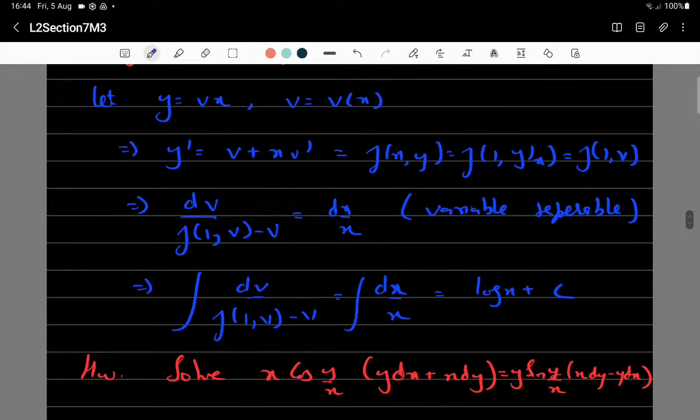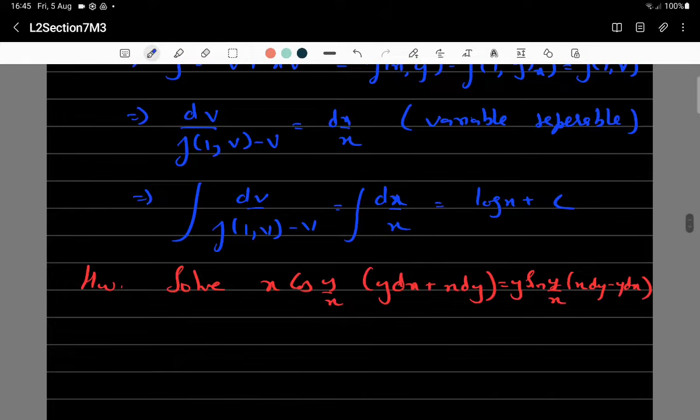Yes, let's try to solve this question. x cos(y by x) times (y dx plus x dy) is equal to y sin(y by x) times (x dy minus y dx). Now if you see this question, here it is not required to see whether it is homogeneous or not, and you cannot even verify it because cos and sine functions are involved, but it is very easy to see that you can only solve it by substituting y by x is equal to v. So here it's a direct substitution.